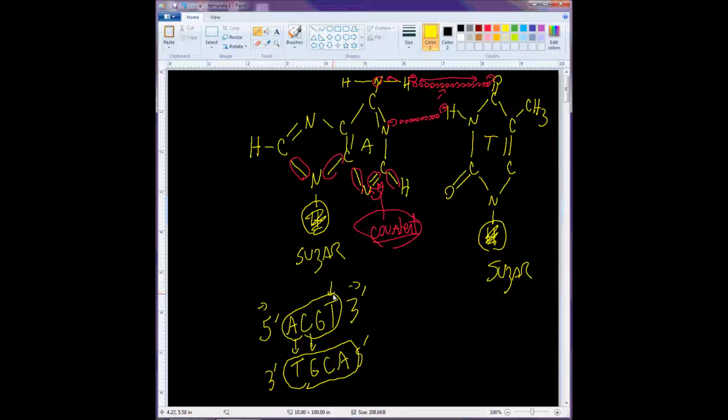Base complementarity means for every given sequence of DNA, you can come up with a complement of it. We can come up with that complement just because we know A pairs with T and G pairs with C. And I can draw the hydrogen bonds in here: 2 bonds with A and T, 3 bonds with G and C.